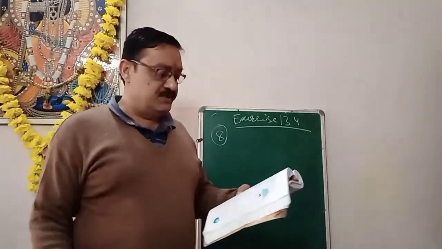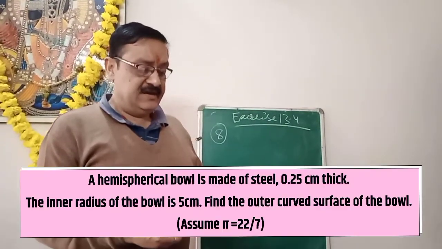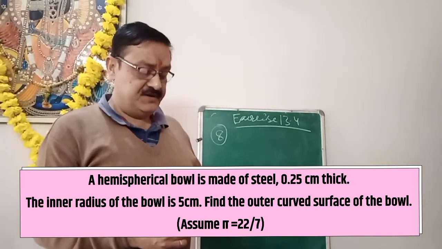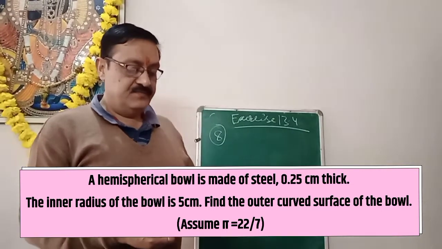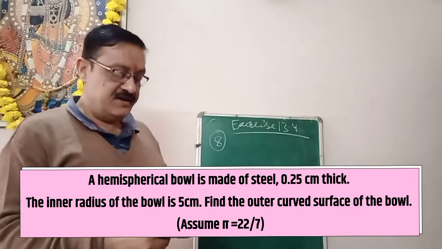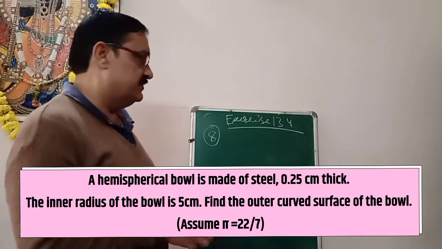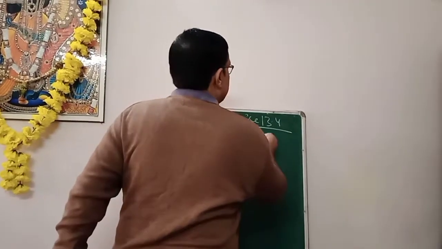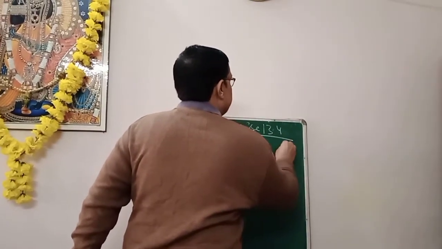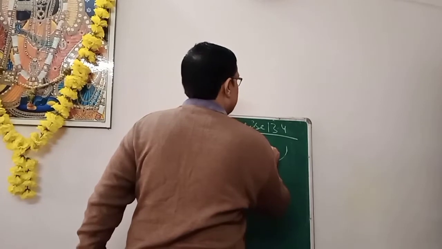Now coming to the eighth question. A hemispherical bowl is made of steel 0.25 centimeter thick. The inner radius of bowl is 5 centimeter. Find the outer curved surface area of the bowl. A hemispherical bowl is there.